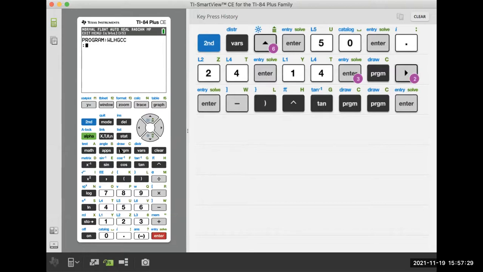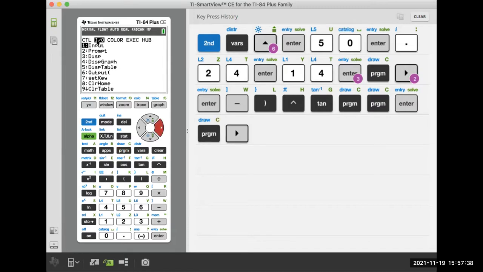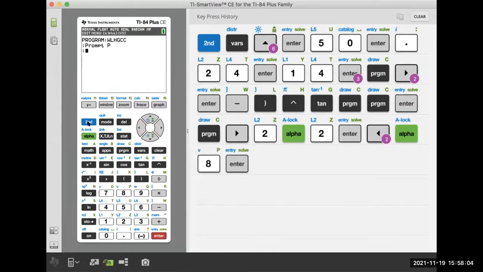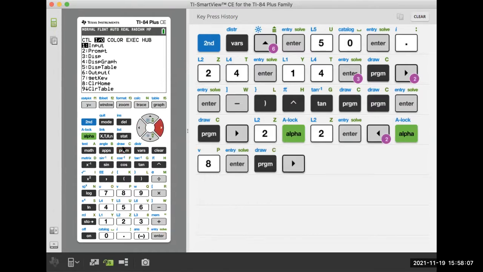And click on Program yet again, and we'll get some options. Use your arrow key to go to I/O, and the second one down, prompt. And we will prompt for Z. So let me input Z, so alpha Z, and do the same thing for, oh, well, I wanted P first. Not that it really matters. And then we'll prompt for Z. So again, program, I/O, the second one down, and we'll prompt for Z.